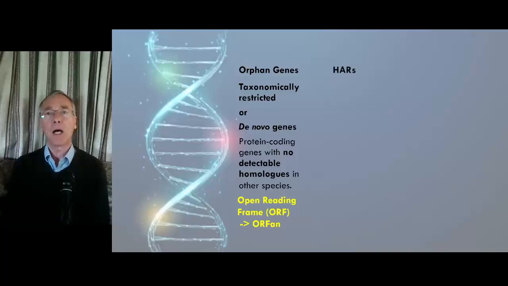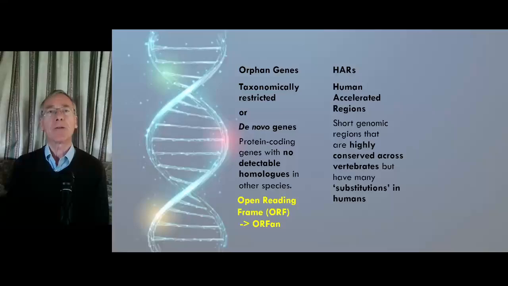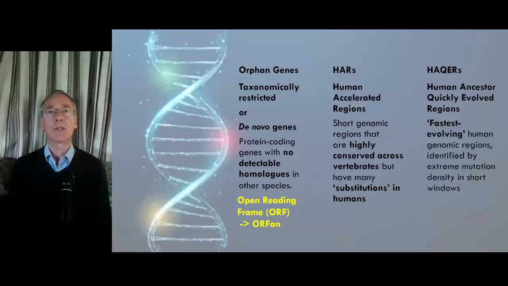Then there are HARs, which are human accelerated regions of DNA, and these are short genomic regions that are highly conserved across vertebrates in general, but have many substitutions or many differences in humans. And the third interesting feature I want to talk about are HAQERs. HAQERs are human ancestor quickly evolved regions, and according to the evolutionists who have done the analysis, these are the fastest evolving human genomic regions, and they've been identified by the fact that there's extreme mutation density in short windows of DNA.